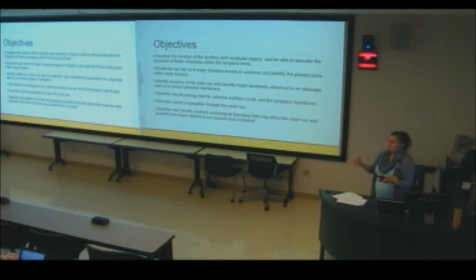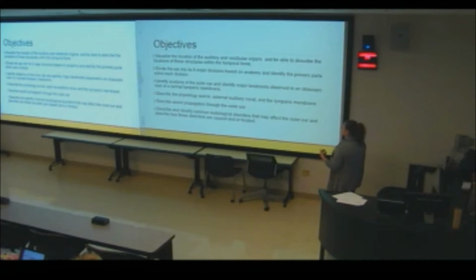So if you know the purpose of a structure, then you can say, okay, if something's wrong with this structure, this is how it's going to affect this person's hearing, or this is a type of hearing loss, whether it's a slight hearing loss or a severe to profound, or if it's conductive versus sensorineural. So it's important that you guys know the different structures and their purpose to discuss disorders as well.